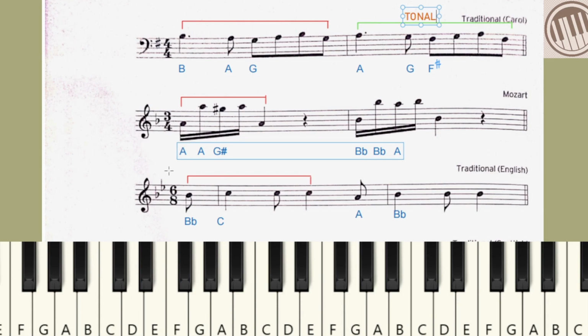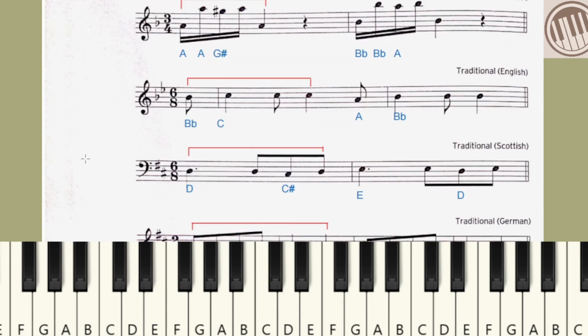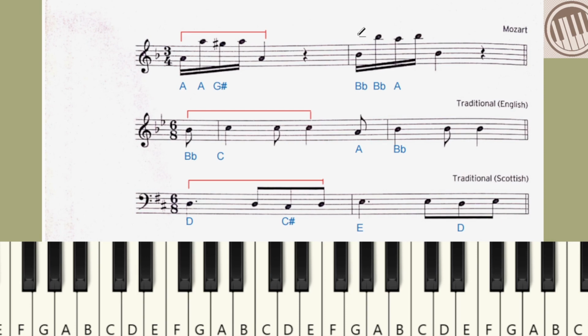Okay, let's take a look at the next one. Next we have to bracket this sequence and compare it with the first one. So we have, okay, you can see the first interval is moving an octave from A to A, and then it goes down a semitone to a minor second from A to G.